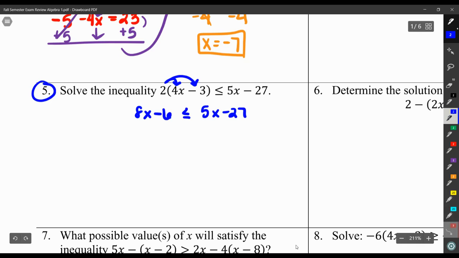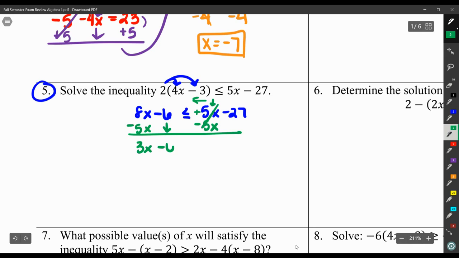Step 2 is to combine like terms, but I see that there are no like terms here, and these are not like terms either, so we can skip step 2. Step 3 is to get all your variables to one side. So I'm going to move this 5x over to the other side. So this is a positive 5x. So to move it, I'm going to subtract it from both sides of the inequality. So 8x minus 5x makes 3x. Drop down the minus 6. Drop down your symbol and drop down negative 27.